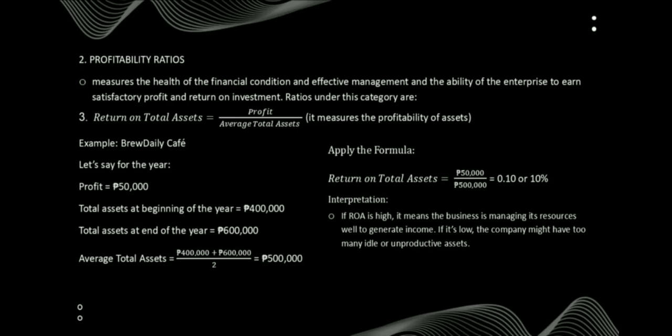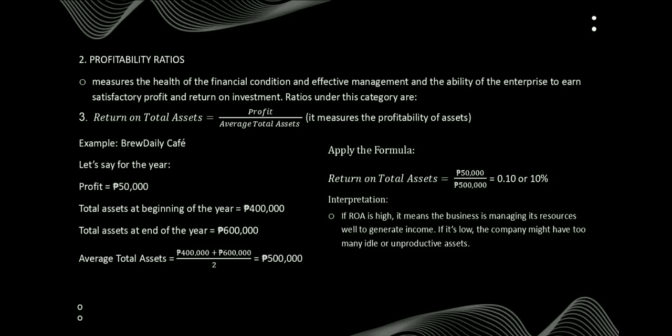To get the average total assets, we have to sum up all the assets from the beginning to the end of the year and divide them by 2, which we got 500,000 pesos. To get the return on total assets, we have to apply the formula where we have to divide the 50,000 pesos profit by the 500,000 pesos average total assets, which is equal to 0.10 or 10%.